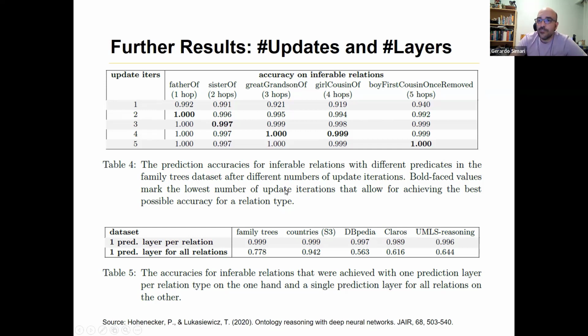And also for the inferable relations, with 1 prediction layer per relation versus 1 for all. So 1 for all is not enough, because you can see that the performance drops significantly in some cases. So you have to actually have 1 per relation.